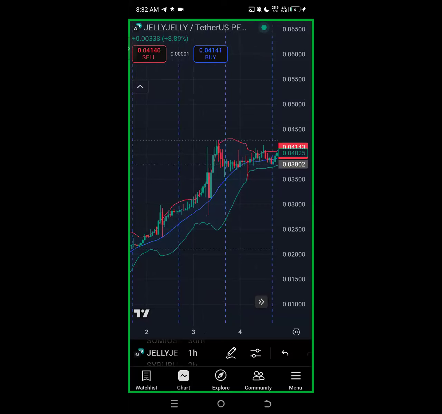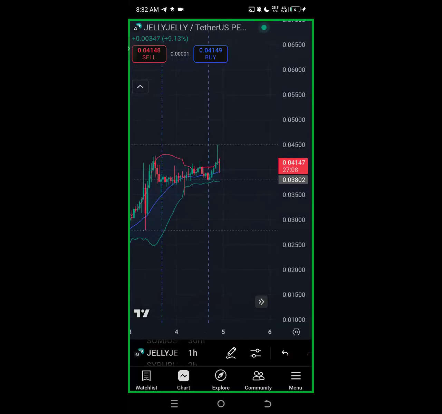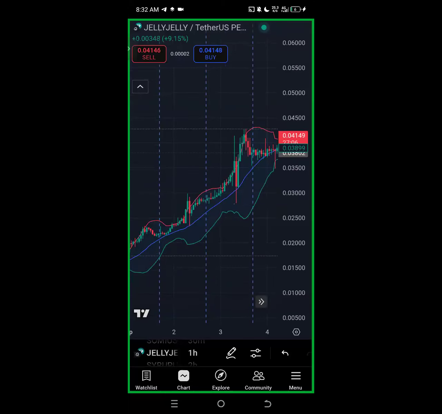Okay? And if the price is in the course of a downtrend, for you to tell whether that is a strong downtrend or a weak downtrend, you look at where the candles are being printed or where the price is riding. If you see it riding on the lower band, it is a signal of a strong downtrend. Okay?